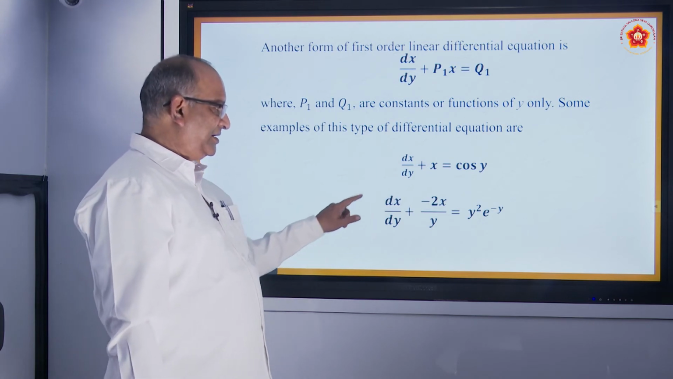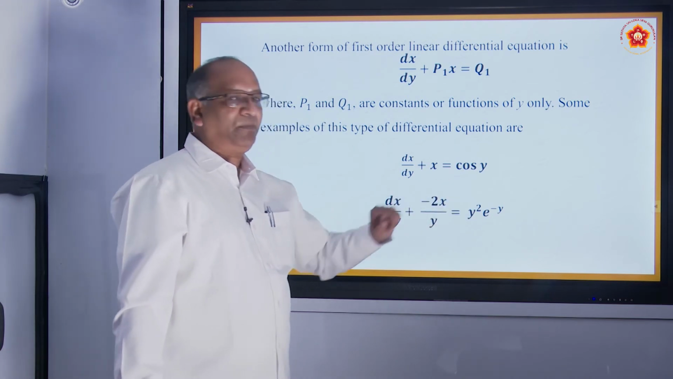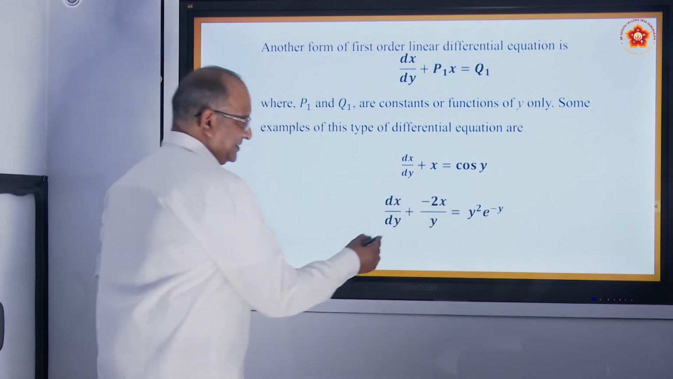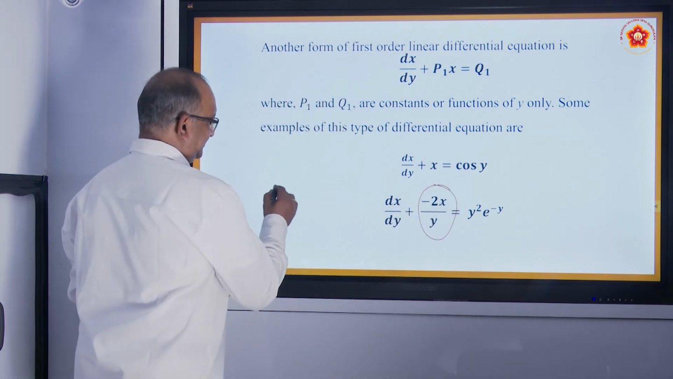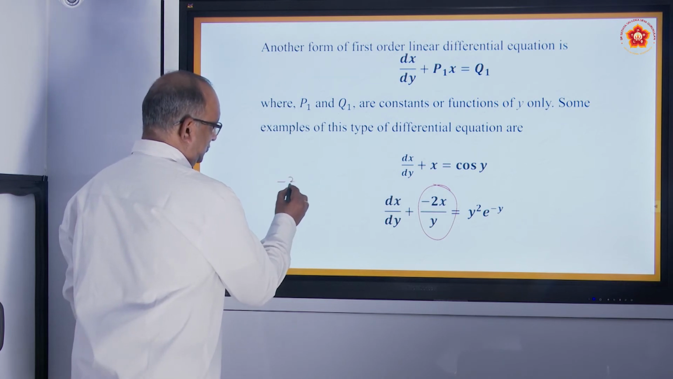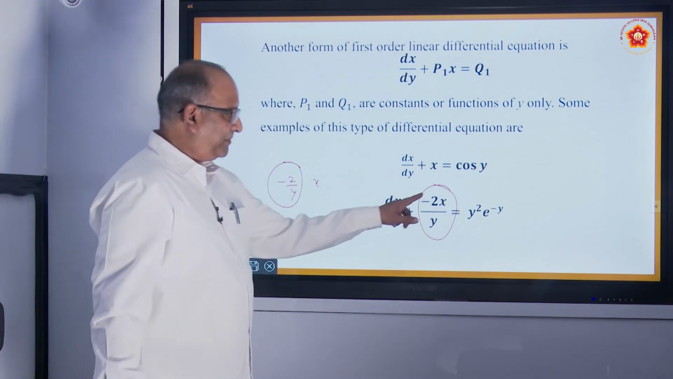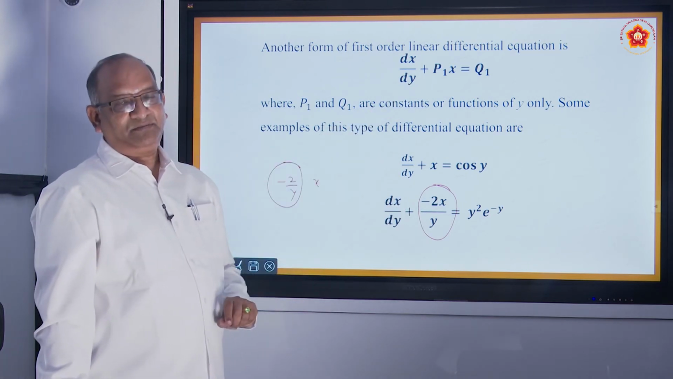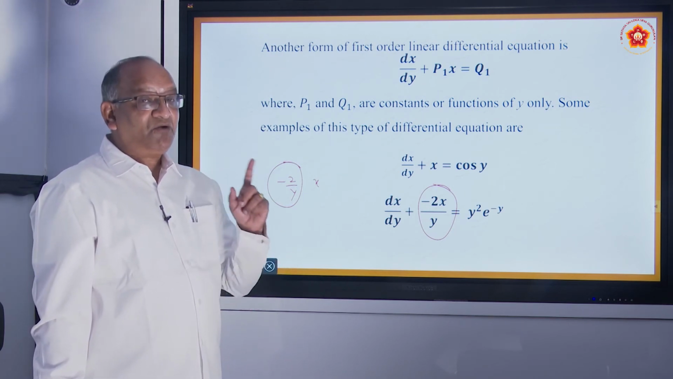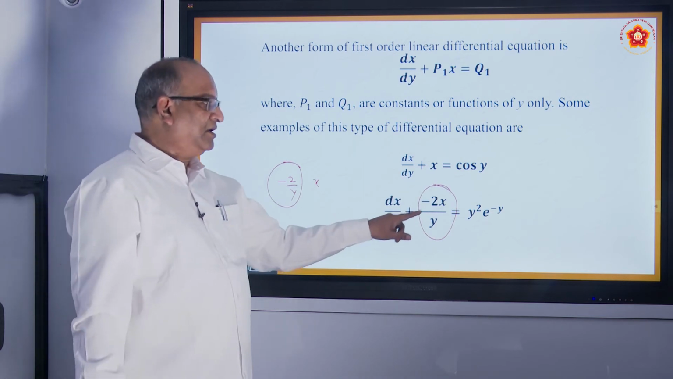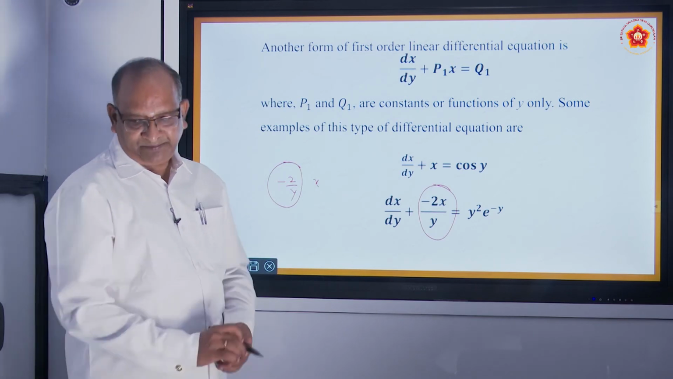Look at this equation: dx by dy minus 2x by y equal to y square e to the power minus y. This particular term can be written as minus 2 by y into x. So, this minus 2 by y will be like P1. Either they are constants or functions of y, and it is already a function of y. So, this is also a linear differential equation.